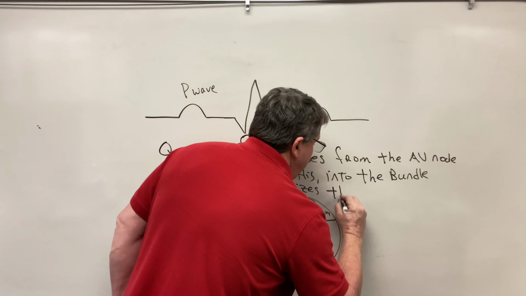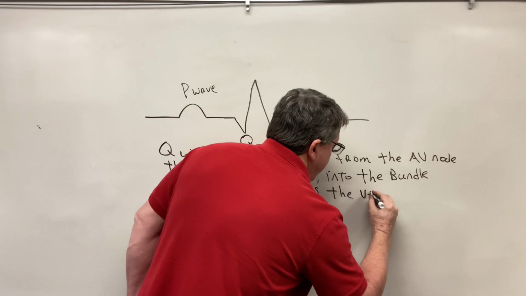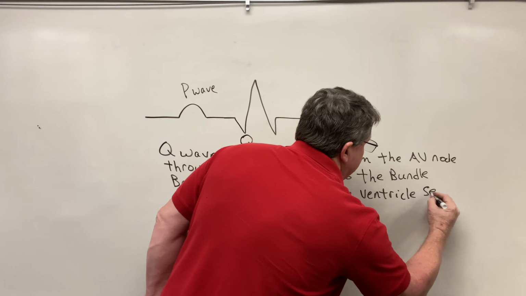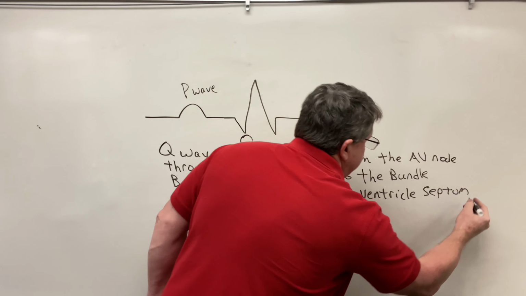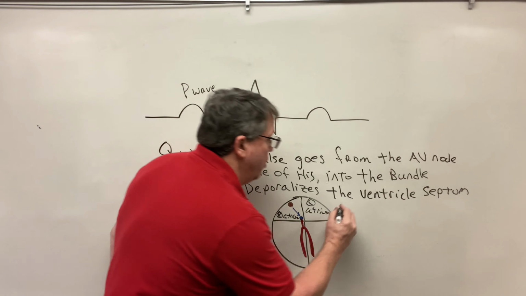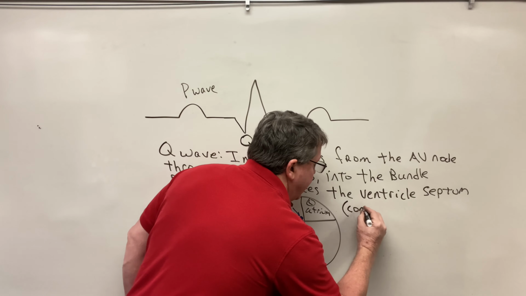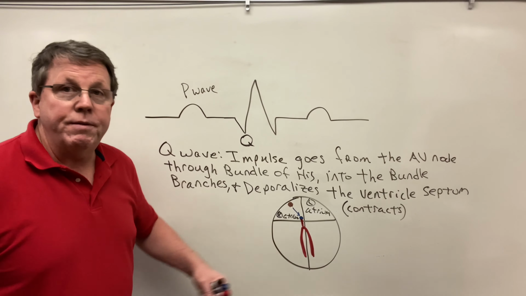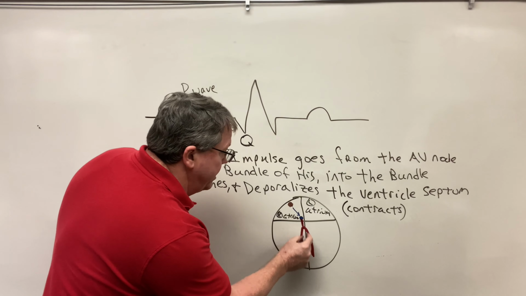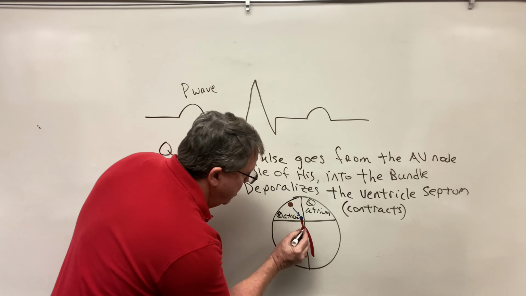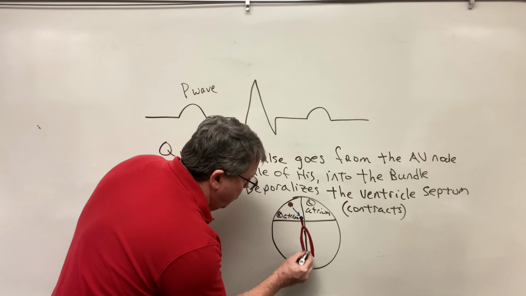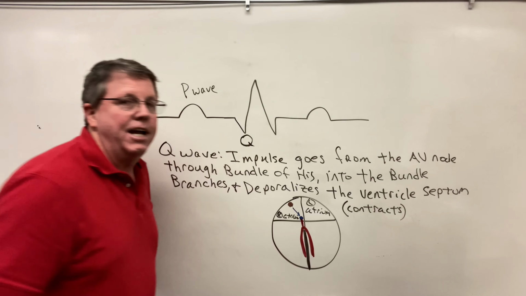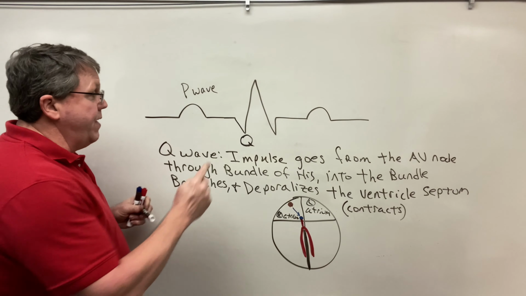Depolarizes the ventricle septum. Now, I should actually say ventricular septum, but I'm just going to say ventricle septum, okay? So in other words, this is now going to start contracting. This contracts, okay? That's what's going to be happening there. Now, again, you see these lines on the outside of this ventricle right here, but technically it's inside the muscle there. So now, that's the Q wave.